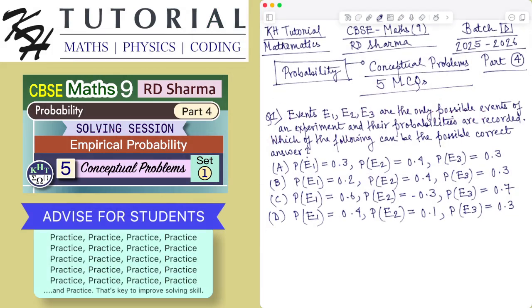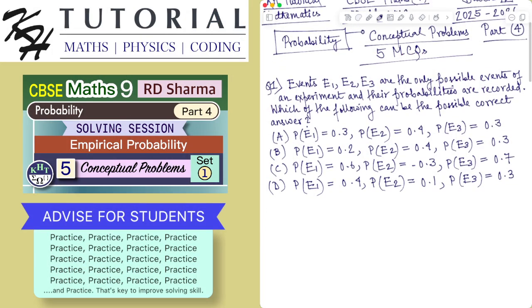So the first problem says that events E1, E2, E3 are the only possible events of an experiment and their probabilities are recorded. Which of the following can be the possible correct answer? Which means that which of the possible probabilities of E1, E2 and E3 are valid. Where it is given that E1, E2 and E3 are the only possible events of an experiment, means that E1, E2 and E3 are all the elementary events of an experiment.